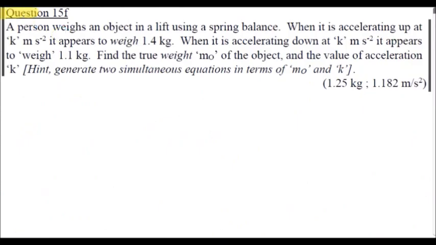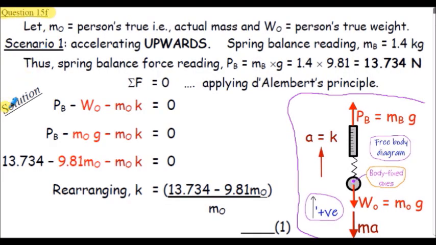Here's question 15F. Again, the question's repeated for your convenience here. In this question we had a hint to generate two simultaneous equations in terms of m0 and k. So let's review the solution to question 15F. Question 15F solution. Consider scenario 1 first of all. This is where the person is accelerating upwards, and the spring balance reading for the object is 1.4 kilograms. So I've converted that into a weight force here.